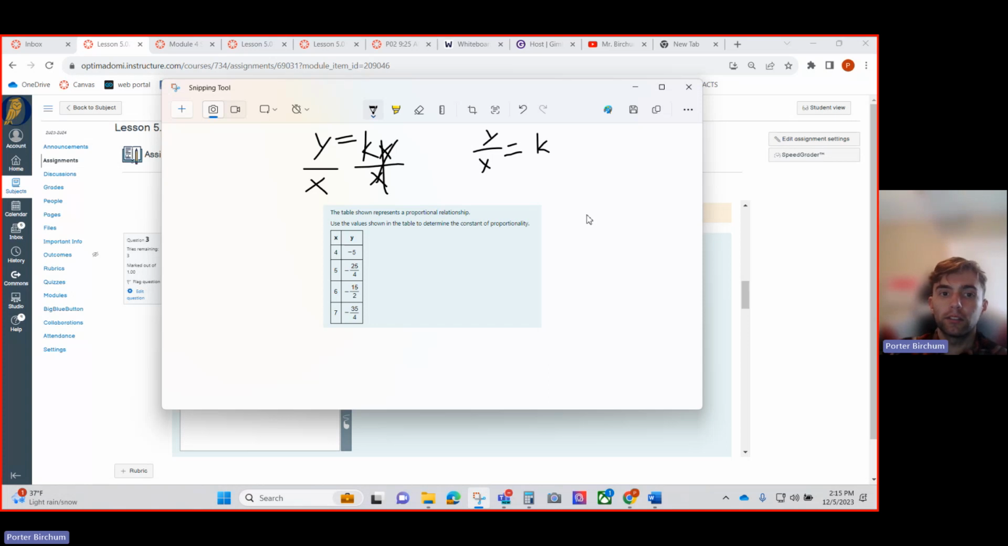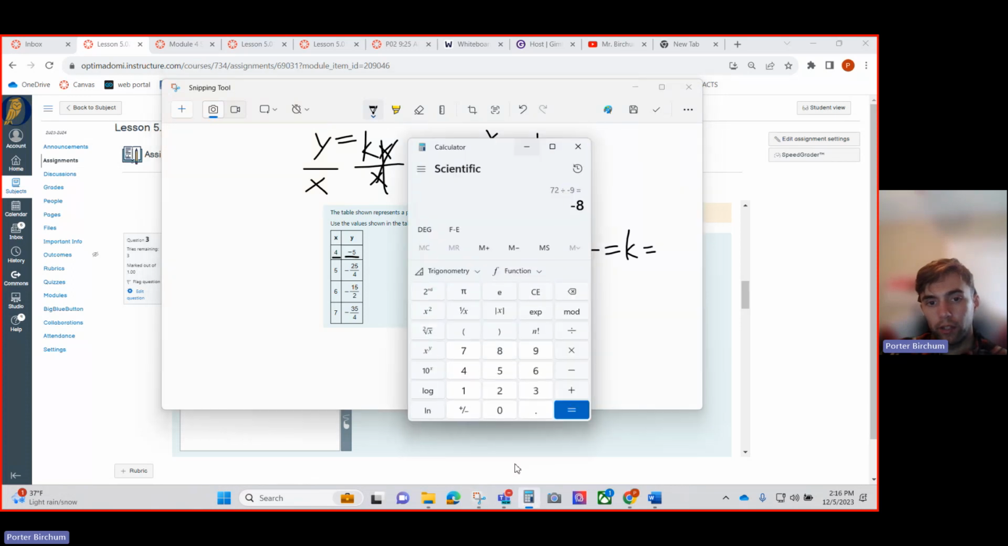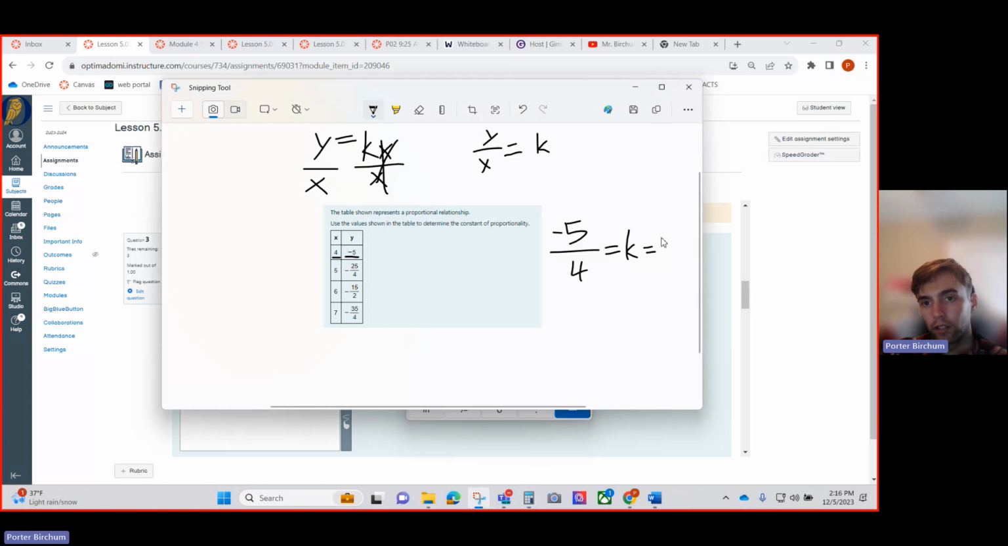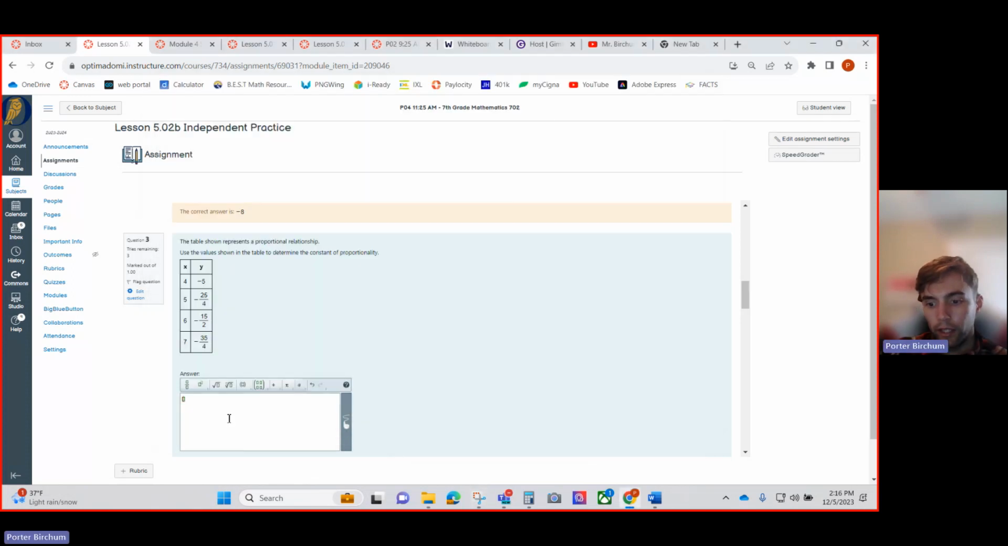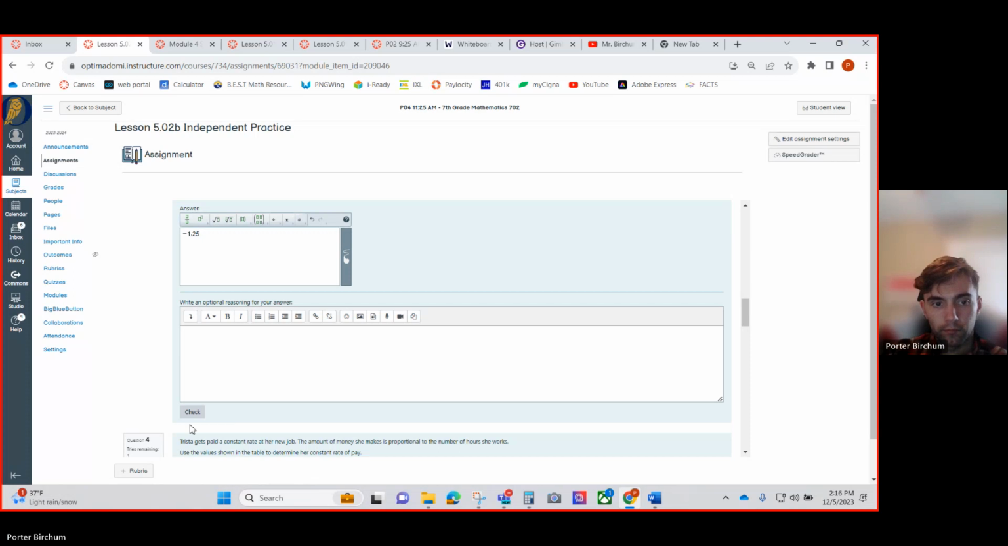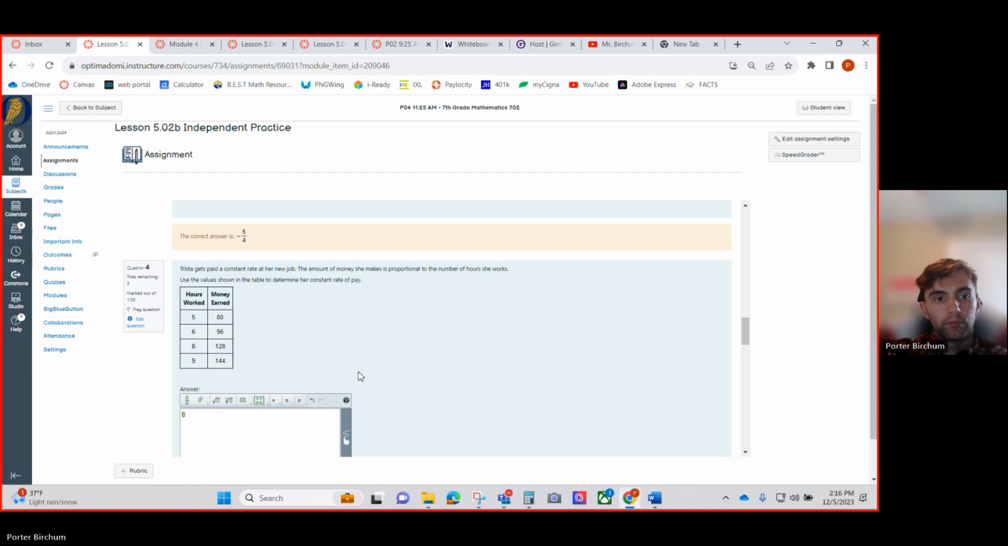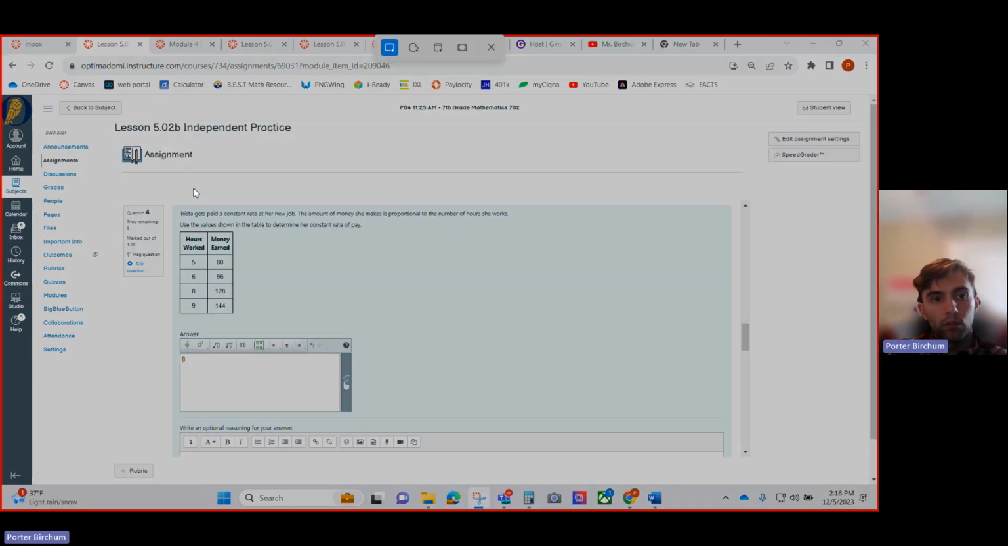So if y divided by x is our k, negative 5, our y, divided by 4 should equal our constant. What is negative 5 divided by 4? Negative 5 divided by 4 is negative 1.25. Woohoo!